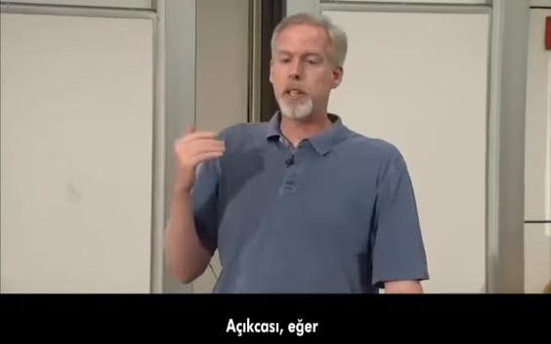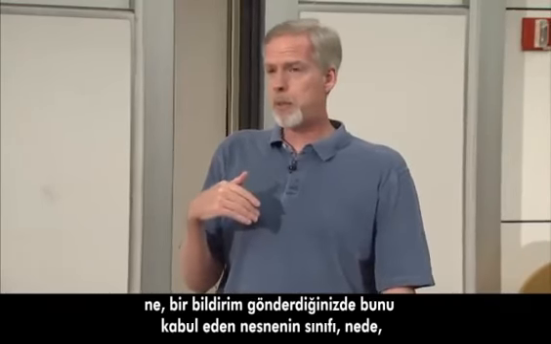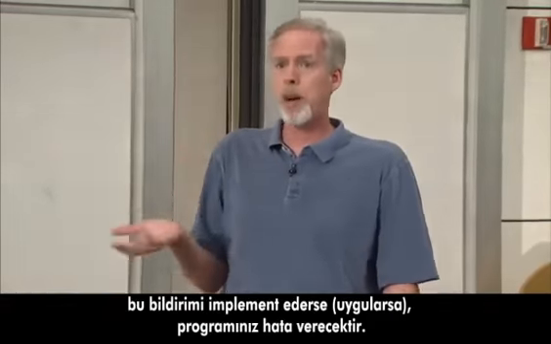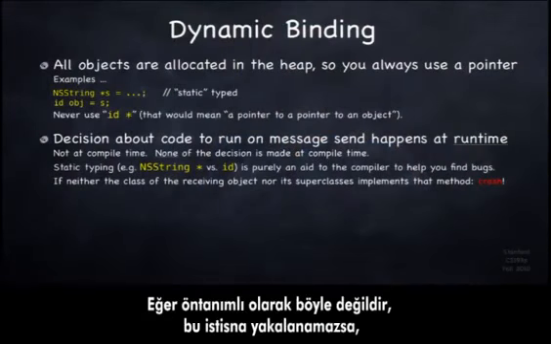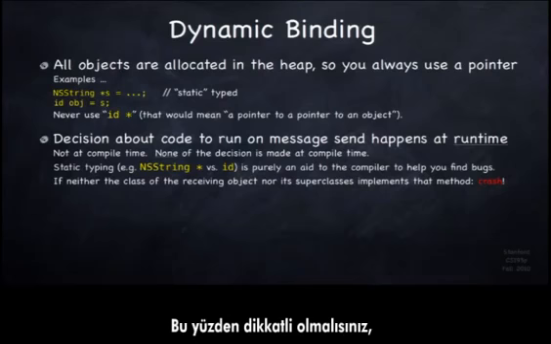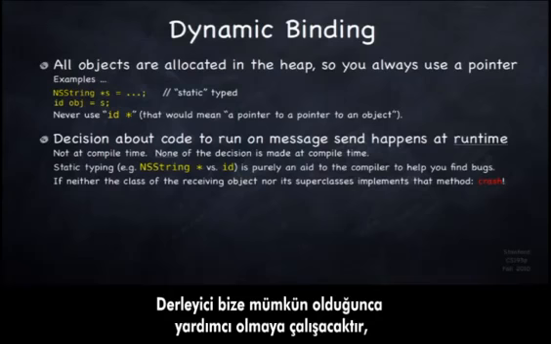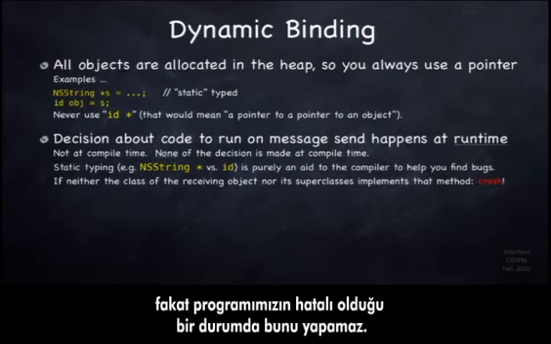Obviously, if neither the class of the receiving object when you send a message nor any of its superclasses implements that method, your program will crash. It will raise an exception. And if that exception is not caught, which it isn't by default, your program will crash. Okay? So you've got to be careful, and that's why we use static typing as much as possible, so that the compiler can help us as much as possible to not have this situation where our program is crashing.